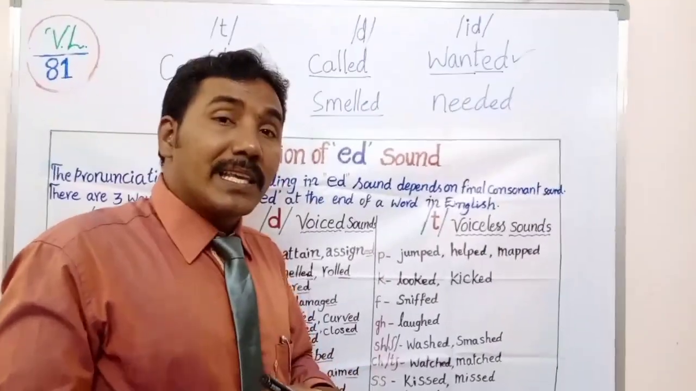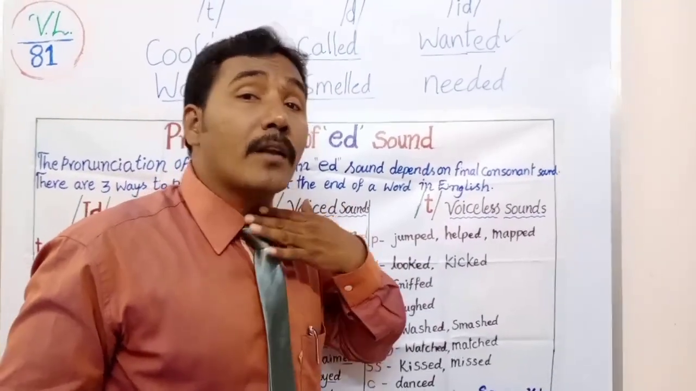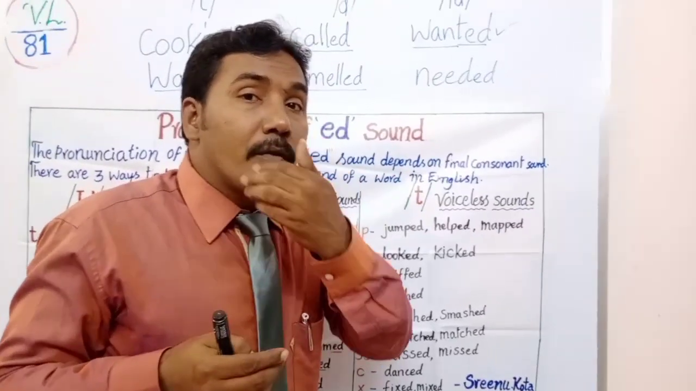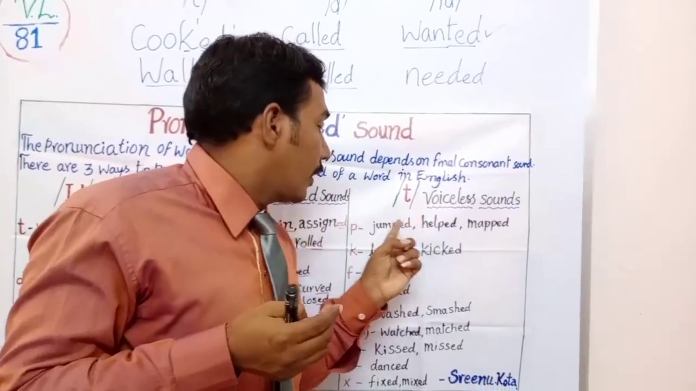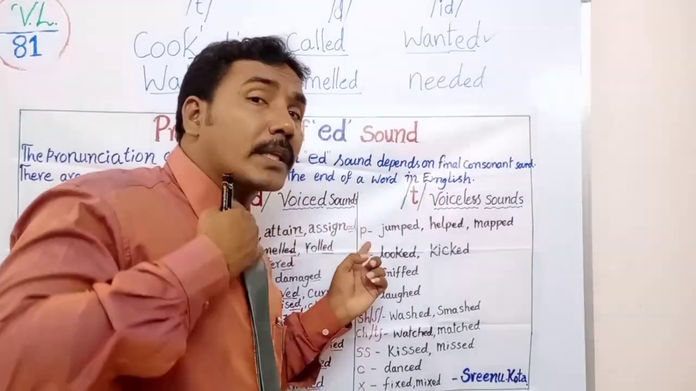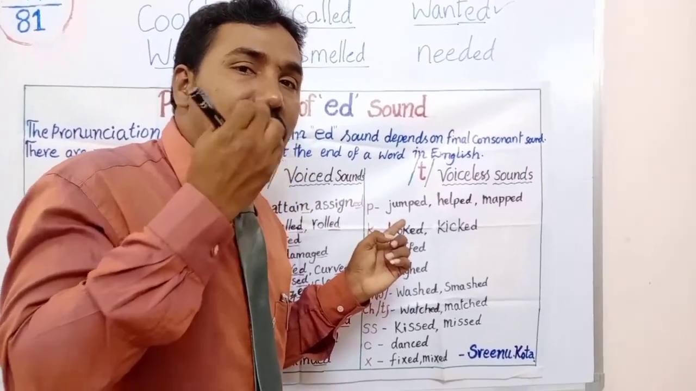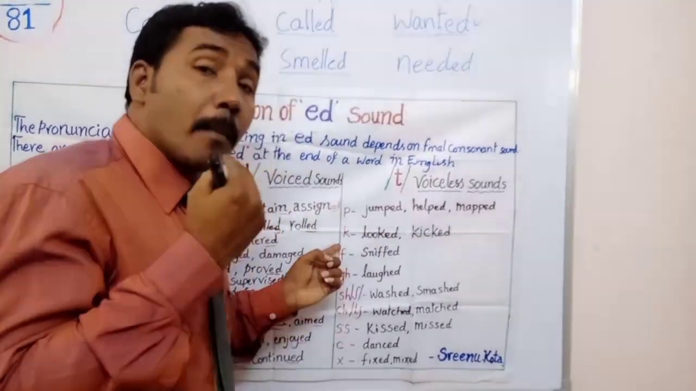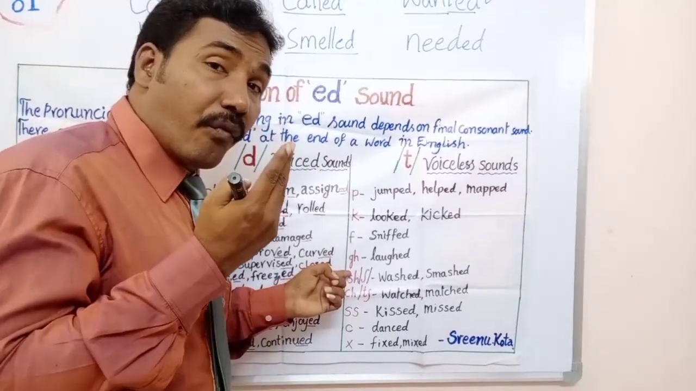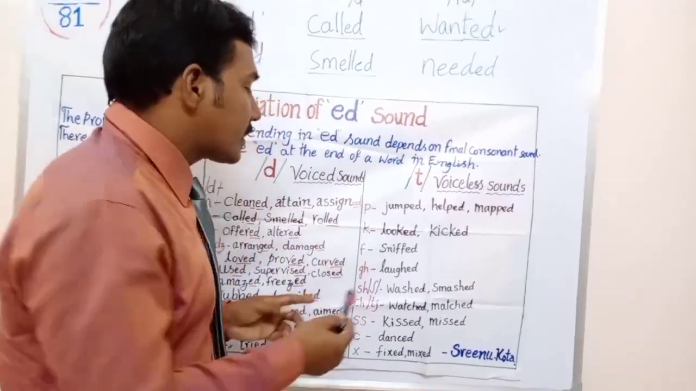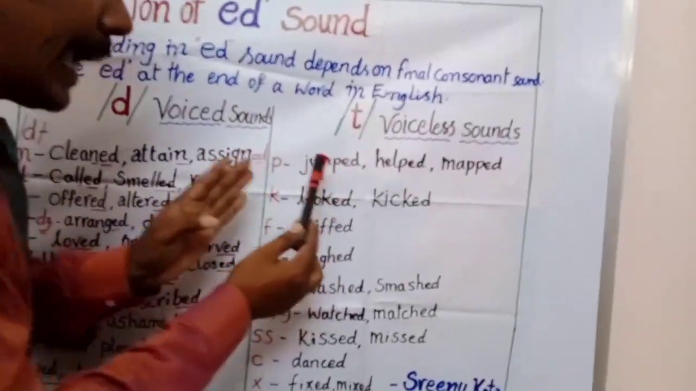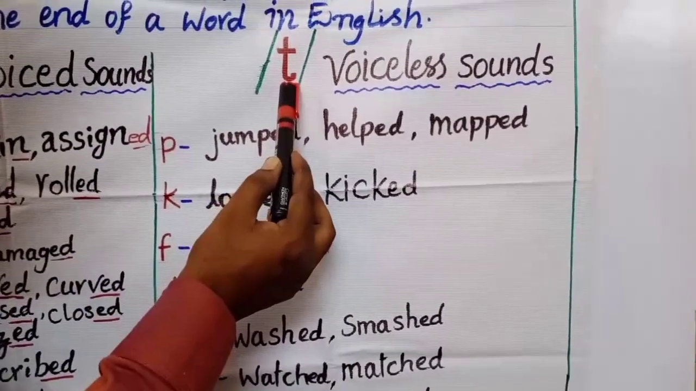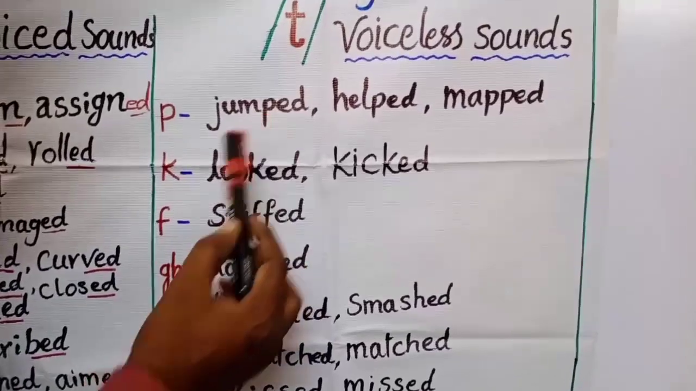Friends, we know very well these voiceless sounds are not produced from the throat. These voiceless sounds can be produced from the front of the mouth. For example, you say p, p. So this p sound can be produced from the front part of the mouth only. K, p, f. So these are the voiceless sounds, friends. If a verb ends with a voiceless sound like this, we have to use the t sound, t. For example, jump, jumped.